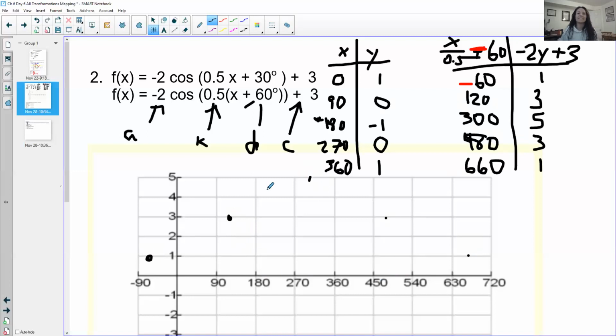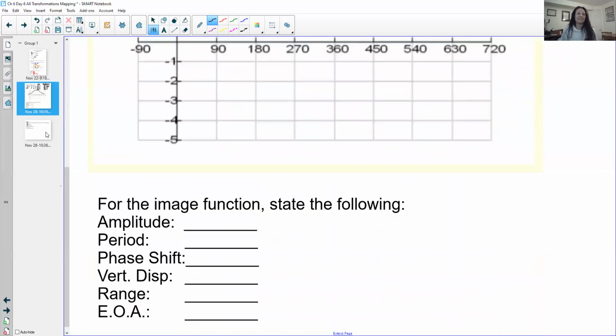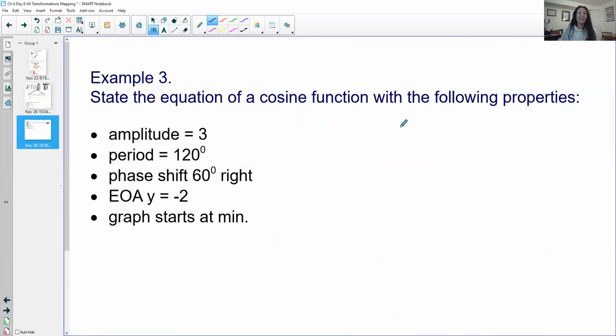And here is the cosine curve that has been vertically reflected, vertically stretched, horizontally stretched, shifted to the left 60 degrees, and shifted upwards by 3 units. Okay? You can fill in the bottom information on your own. There's one last thing I would like to do with you, and it's coming up with an equation given some information. If your amplitude is 3, that's your A value. If the period is 120, remember, to get the period, you go 360 degrees divided by K. So simply take 360 degrees and divide by 120 to get the K value.